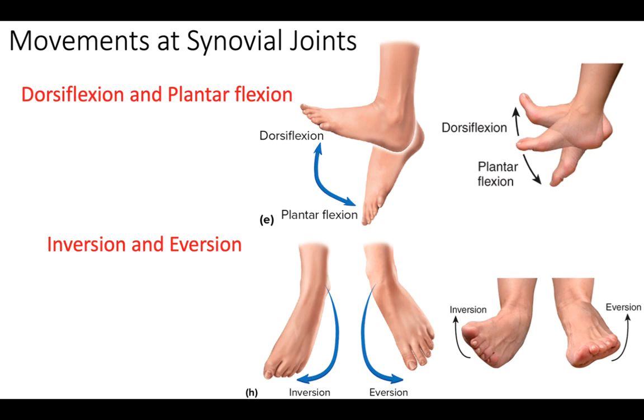Finally, we have some special movements that are specific to the foot, and then we'll get to some other ones. When you dorsiflex at the ankle, you're lifting your foot off the ground, leaving the heel on the ground. That's called dorsiflexion. You're flexing towards the dorsal surface. This is the dorsal surface of your foot. The bottom of your foot is the plantar surface. So when you move that foot down, say for example you're standing up on your tippy toes, that's called plantar flexion.